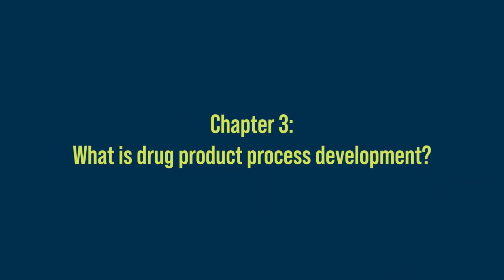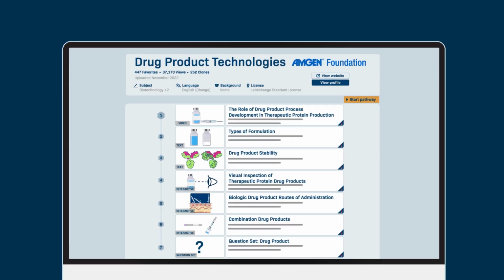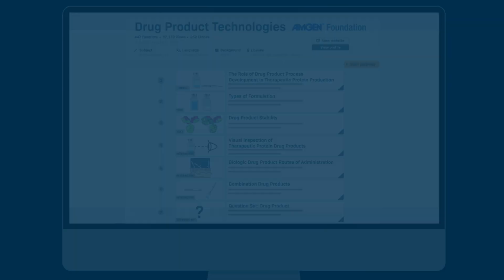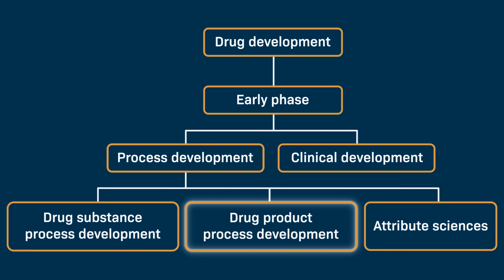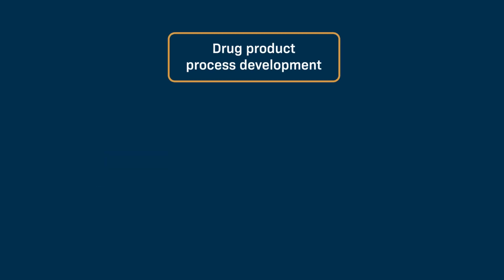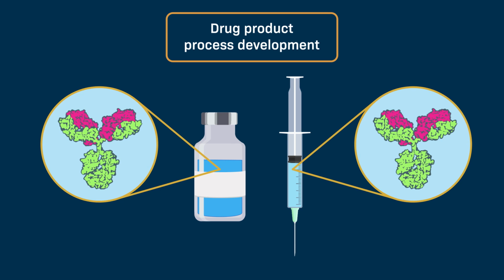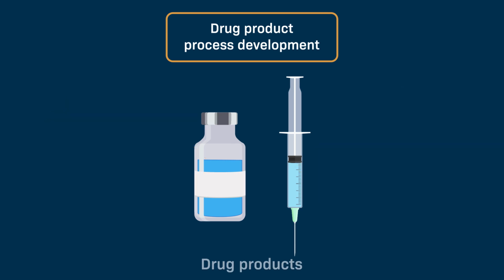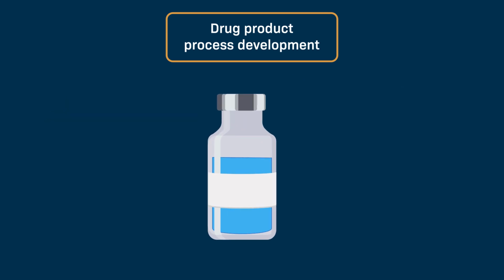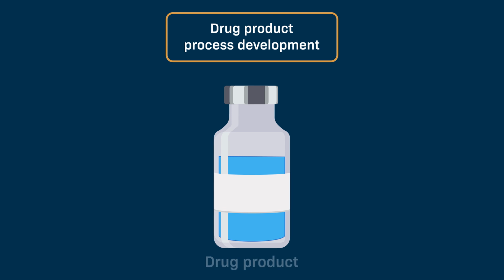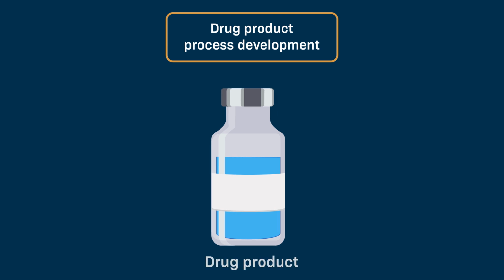Chapter 3: What is drug product process development? In this pathway, we'll focus on the key steps that are involved in drug product process development. In particular, we'll take a closer look at how a drug substance is formulated and stored in its designated container to create a drug product. To begin, we'll consider the form in which a drug product is stored.